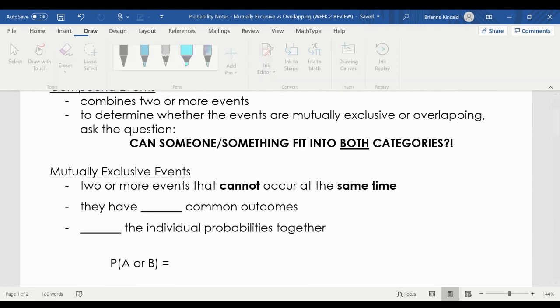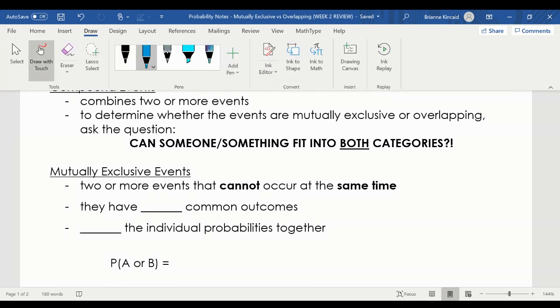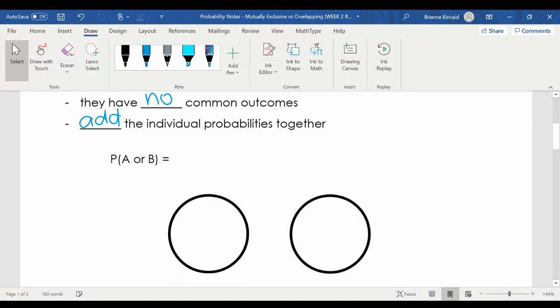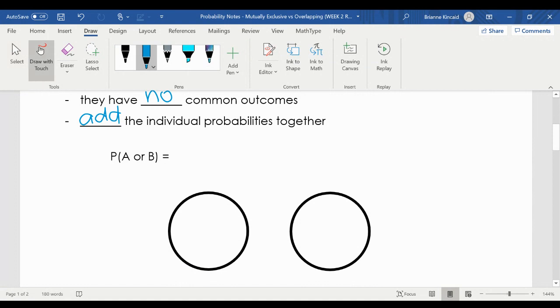So remember, mutually exclusive events, key word here is the word exclusive. It's two or more events that cannot occur at the same time. They have no common outcomes. And then to find them, we just add our probabilities together. So remember, as a Venn diagram, I'm going to let the circle on the left be A, the circle on the right be B. To find the probability of either of them happening, we do the probability of A plus the probability of B.